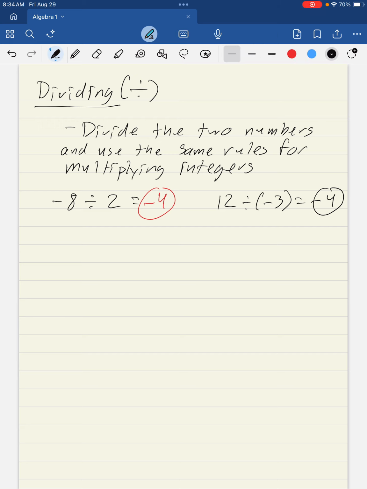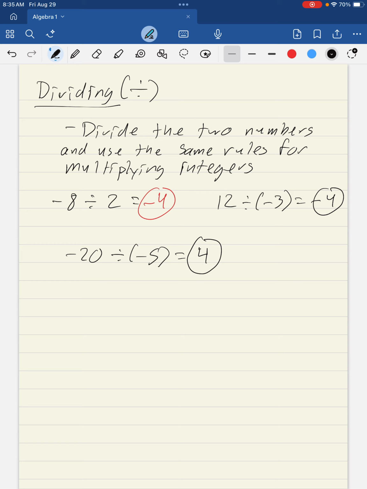And what if I go negative 20 divided by negative 5? Well, same process. Divide the two numbers. So 20 divided by 5 is 4. And then for the sign, we have a negative and a negative. If we have the same signs, the answer is going to be positive. So we have a positive 4 there. I got a lot of 4s going on here. I'm realizing that.